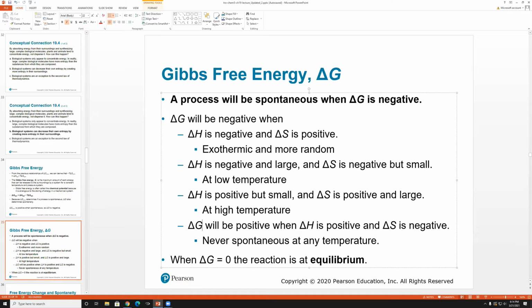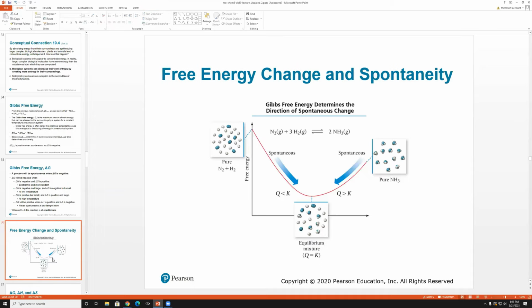Delta G will be positive, meaning not spontaneous, when delta H is positive and delta S is negative. This makes sense because we don't want an endothermic process that loses entropy. If it's endothermic, it has to gain entropy for it to be spontaneous. When delta G is 0, that's what we call equilibrium. So we can say things about equilibrium here.